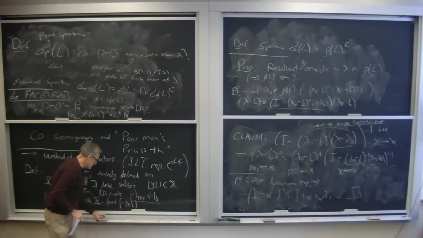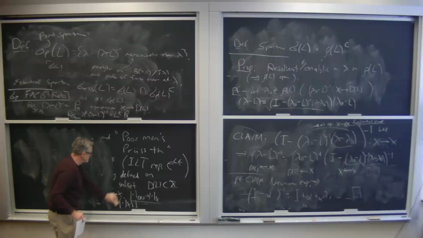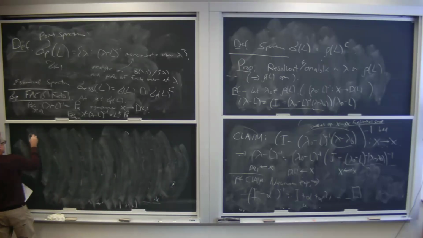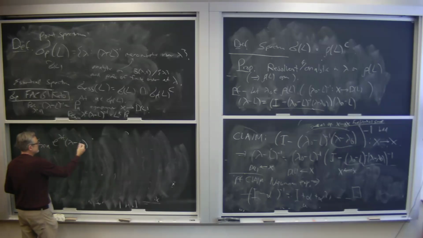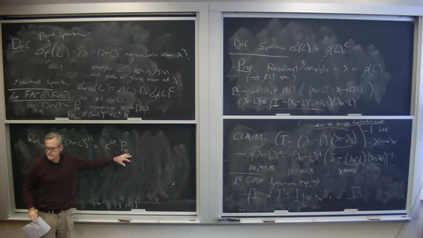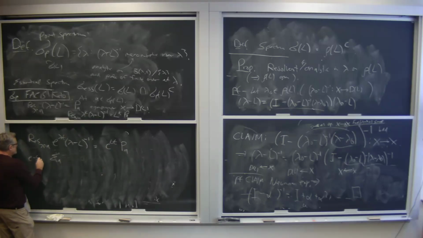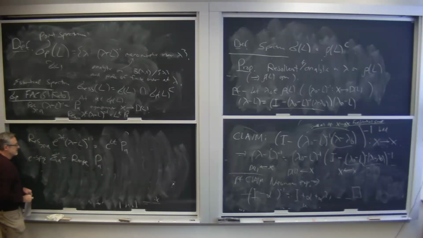And finally, the residue at lambda equals A of e to the lambda t, lambda minus L inverse is e to the LT, acting on the projector, the eigenspace associated with A. So it's the range of P. And that could be infinite. I think the range could be infinite.